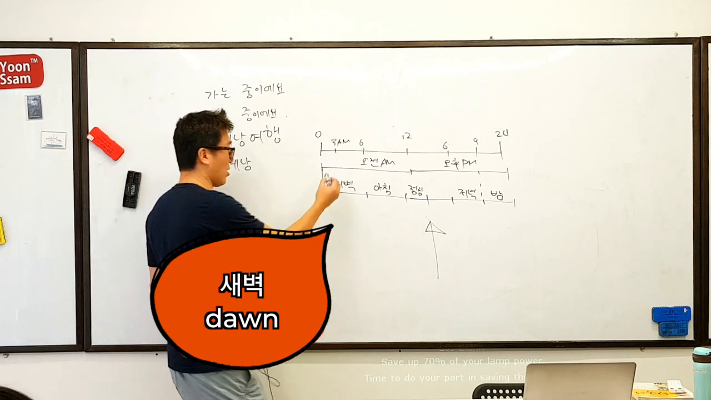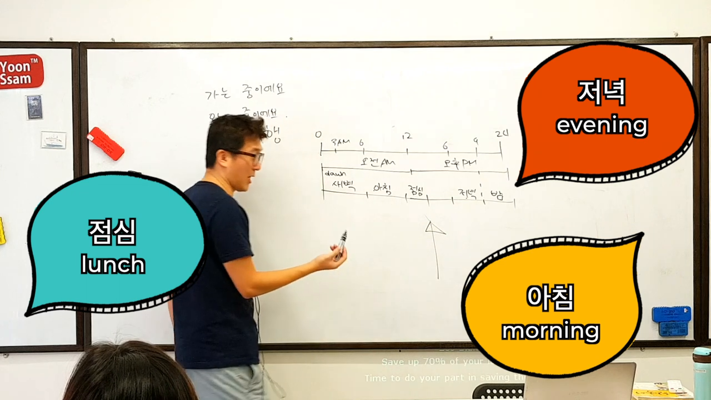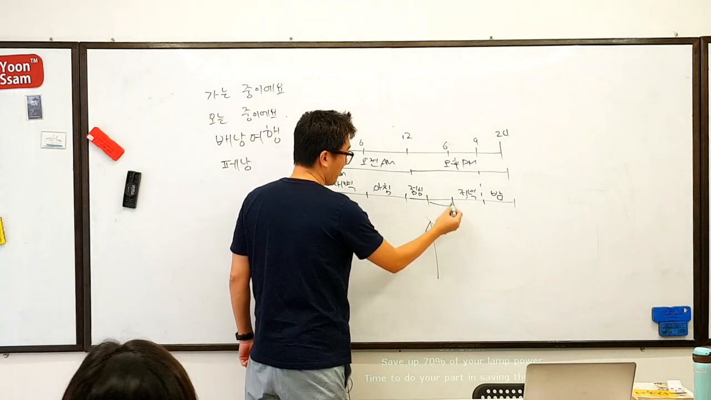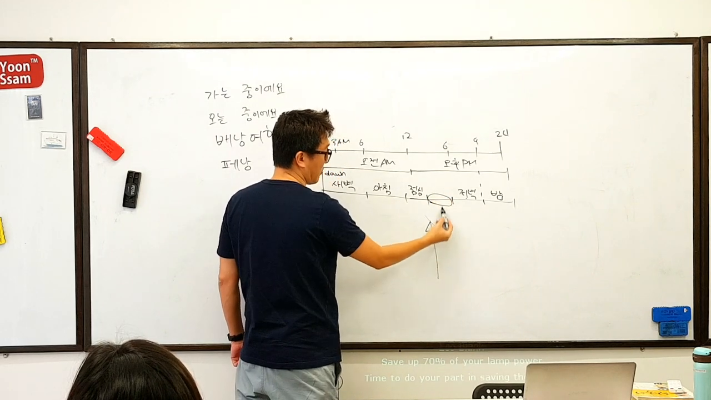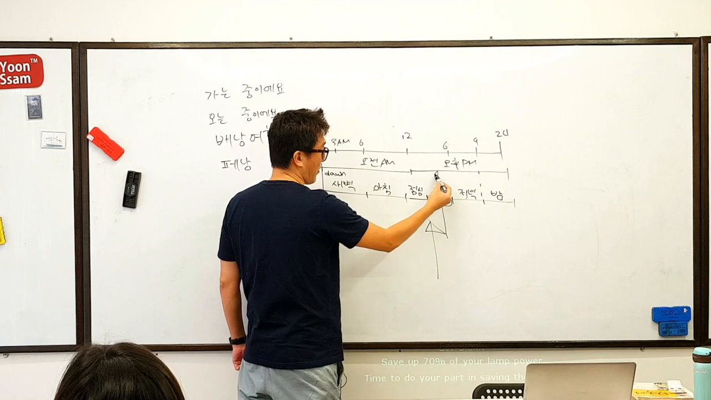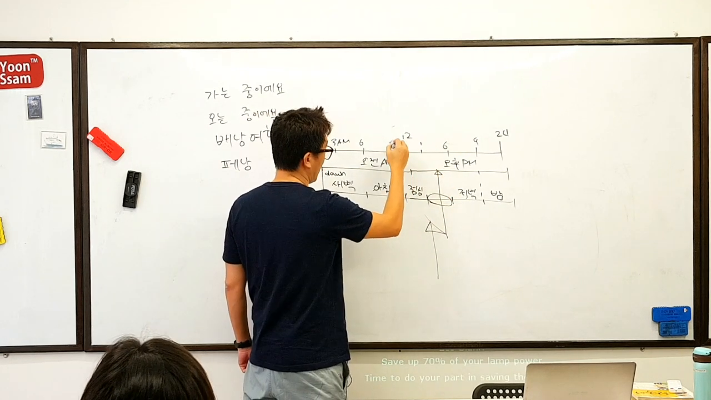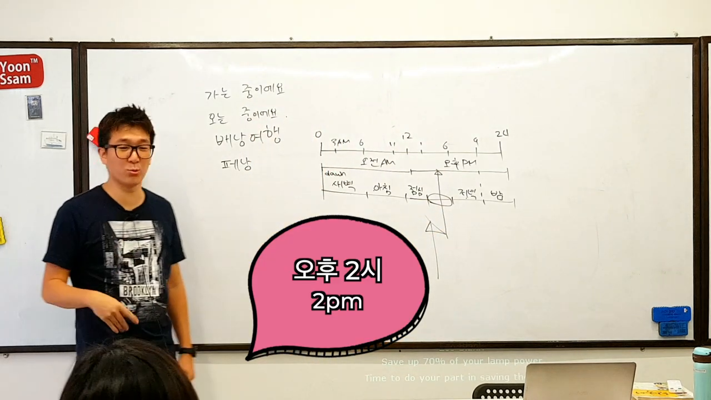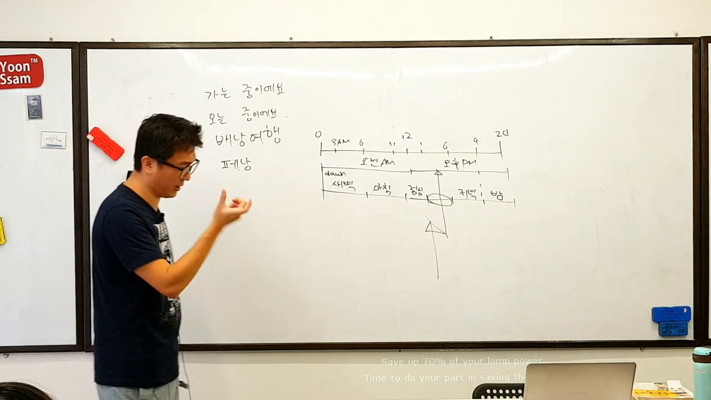새벽 means dawn. 아침, 점심, 저녁 is a time and at the same time a meal. Ironically, within this time, there's nothing to be called here. So you will just go right away to 오후. This is like 1 and maybe 11. So 오후 2시, it's very common. 오후 2시, 오후 3시, 오후 4시. There's no name for it.